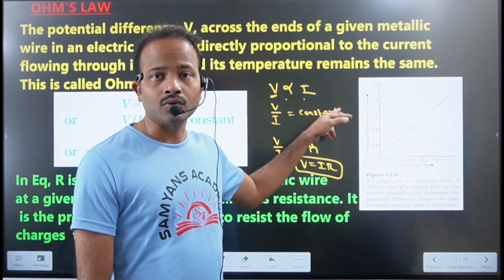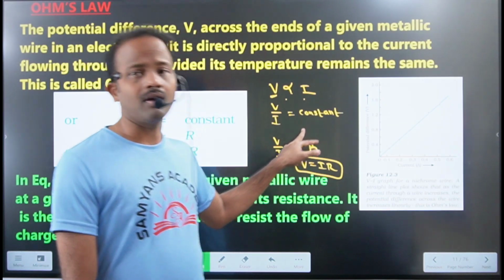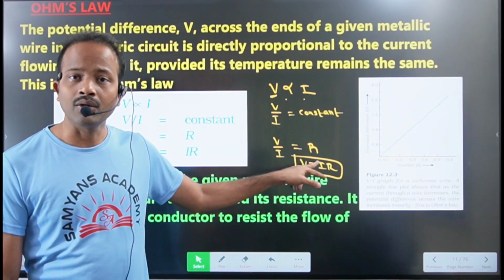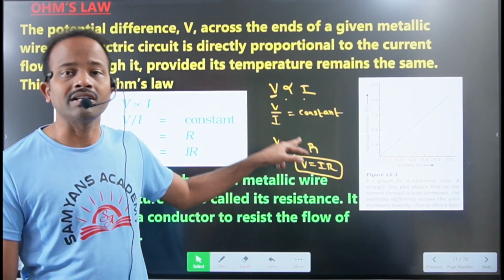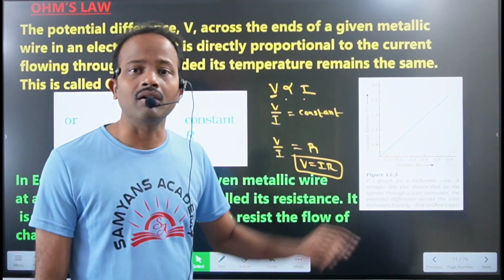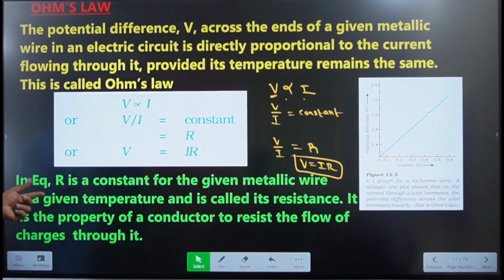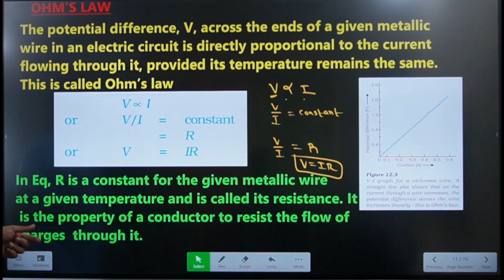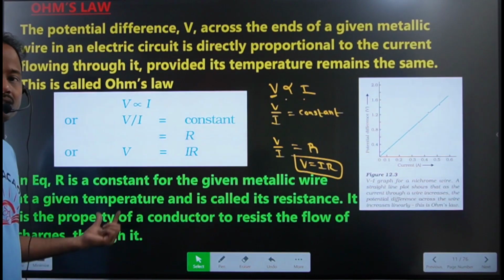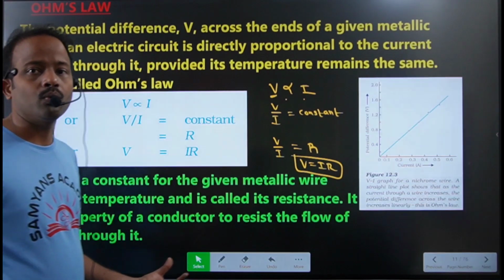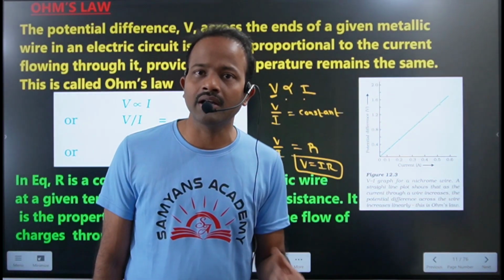So V proportional to I, V by I equal to constant, and V by I equal to R. With this R we called as proportionality constant, and also we called as resistance. And in equation, R is a constant for the given metallic wire at a given temperature and is called its resistance. It is the property of a conductor to resist the flow of charges through it. Right? Is it clear everyone?